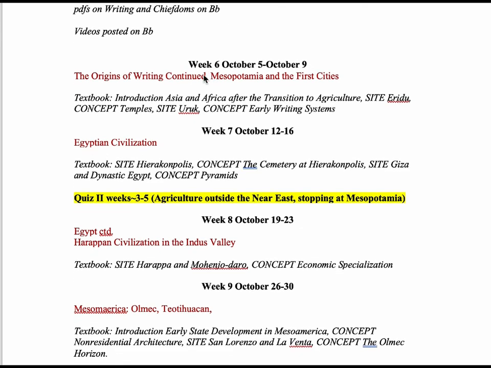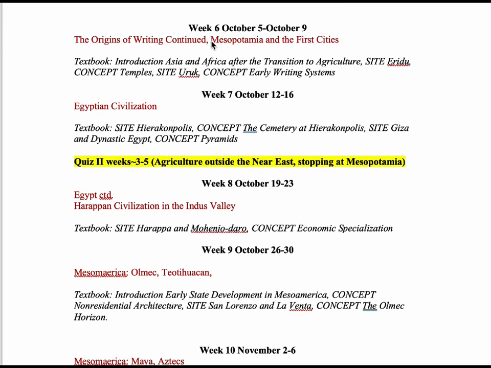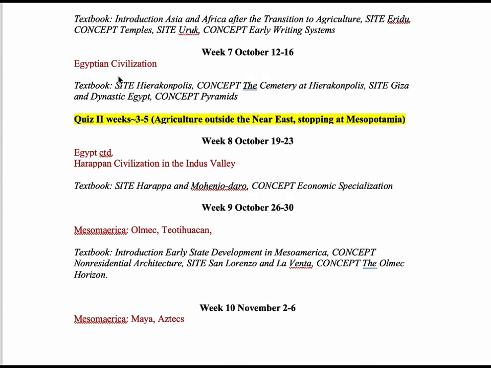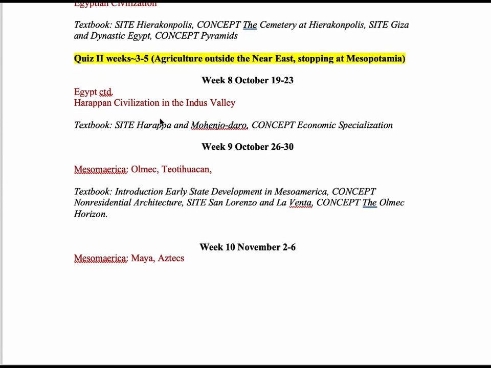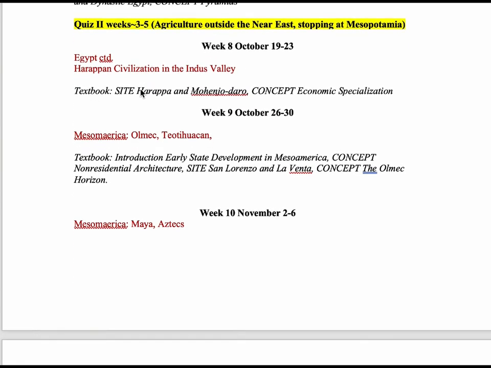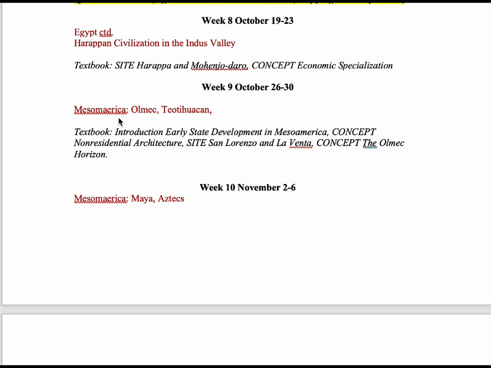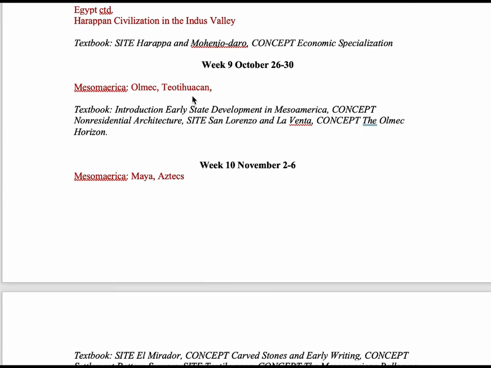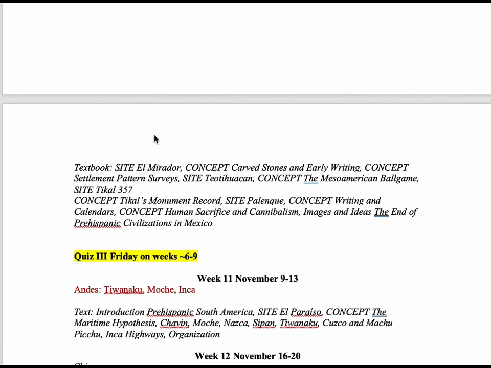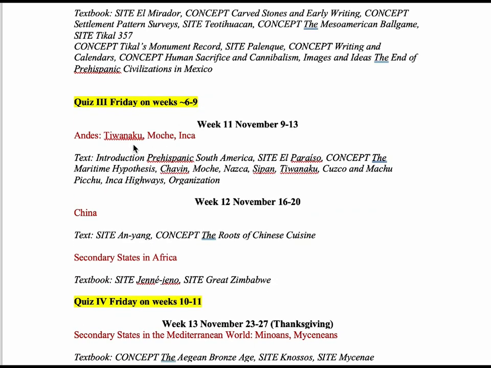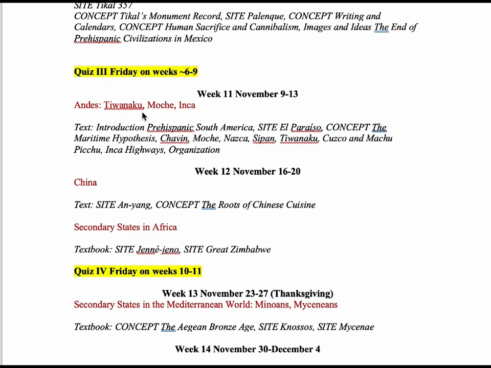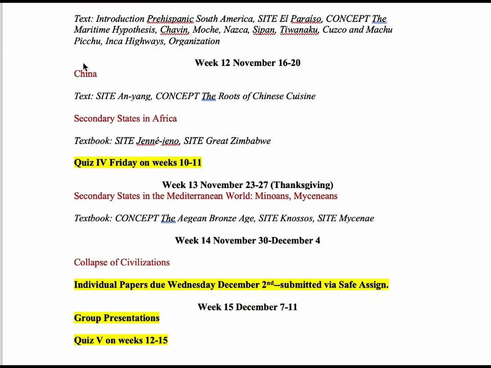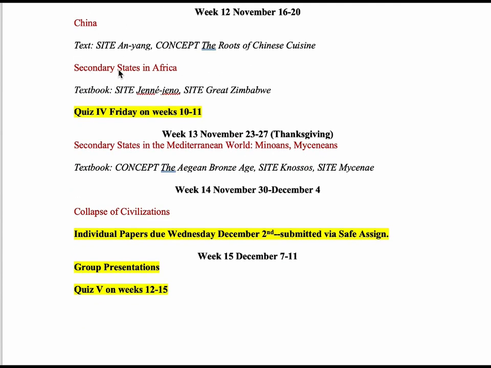Then we'll start with what many people consider the first civilization ever, Mesopotamia, which is now in the Middle East, modern-day Iraq. After that, we look at ancient Egypt, and then India with the Harappan civilization of the Indus Valley, and Mesoamerica, so Central America: the Olmec, Teotihuacan, and then the Maya, and a little bit on the Aztec. Then we move to South America: Tiwanaku, the Moche, the Inca civilization, and then over to China.